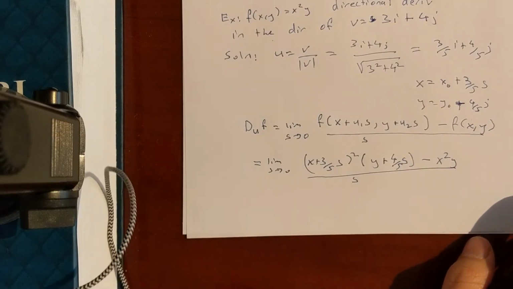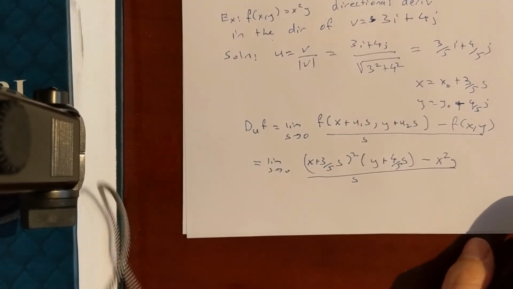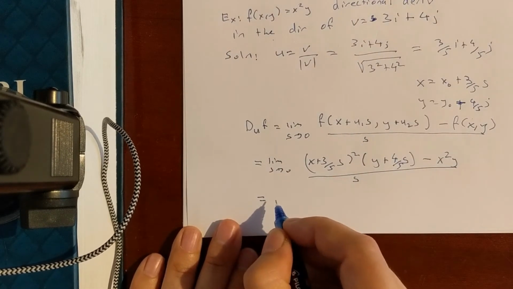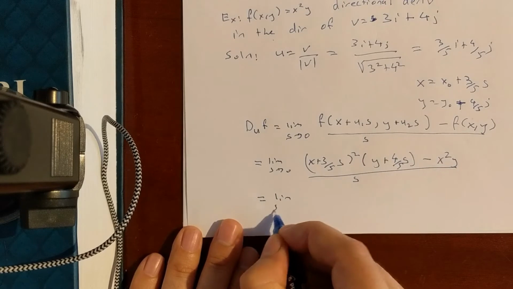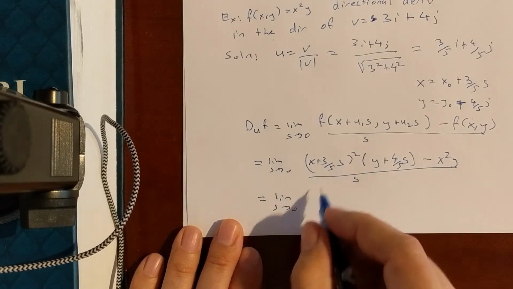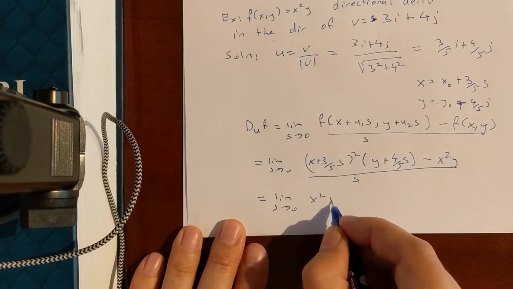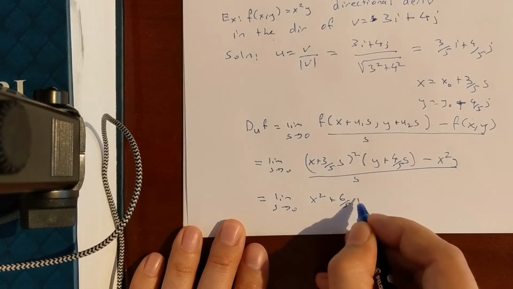So I'm gonna think of a smart way. Let's do some work, and maybe we'll see something smart. Not to open it all up, it's gonna take forever. All right, so let me just open this guy up. That's gonna be x squared, right? And plus I'm gonna have 6/5 s.